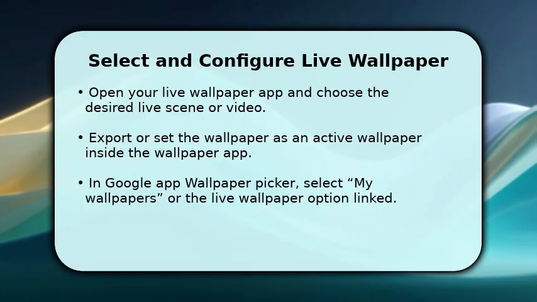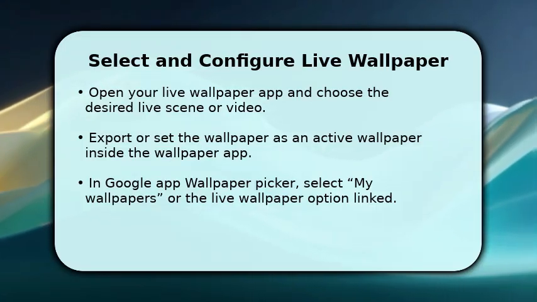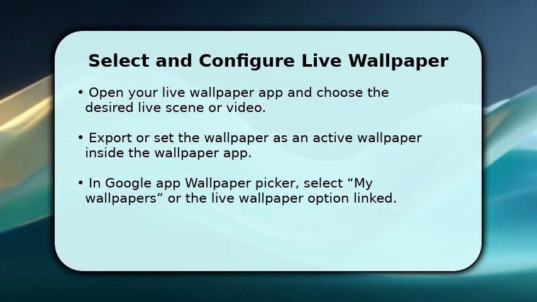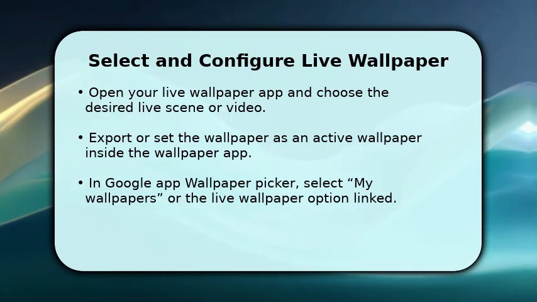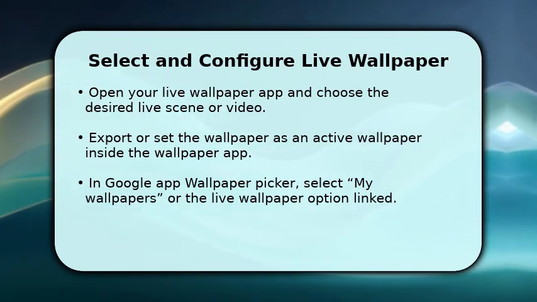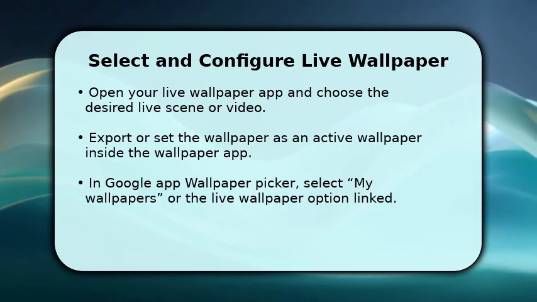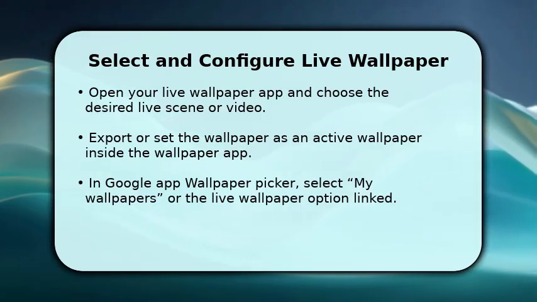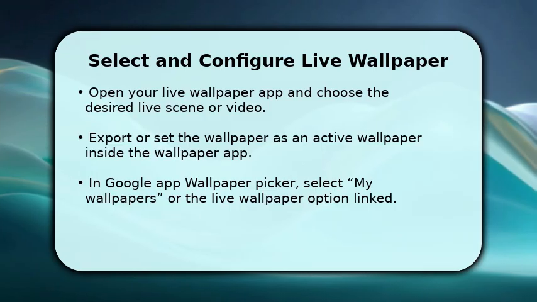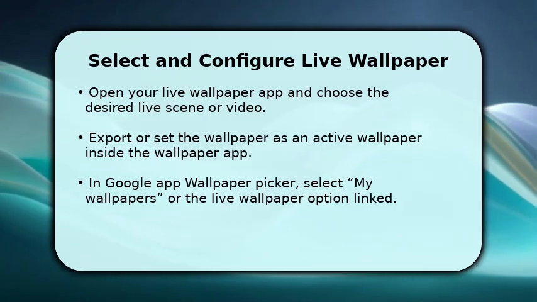You now create the live background asset. In the Wallpaper app, choose a live scene or import a short video and trim to the app's recommended length. This ensures smooth looping and low battery impact. Once configured, apply or export the wallpaper so the system recognizes it as an active live wallpaper.